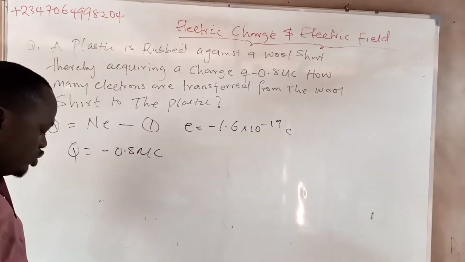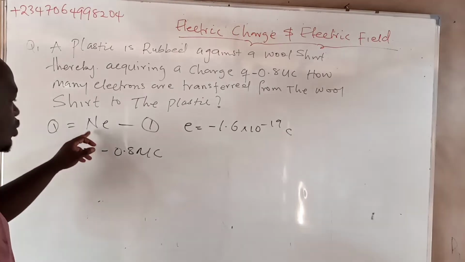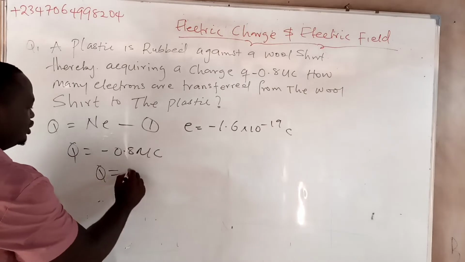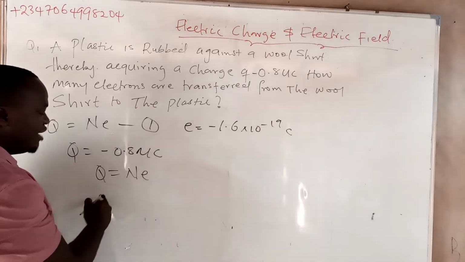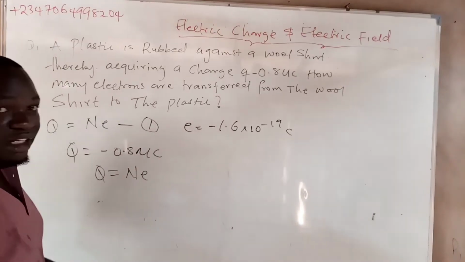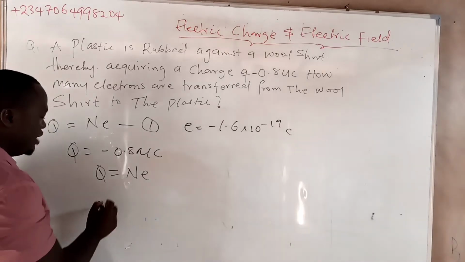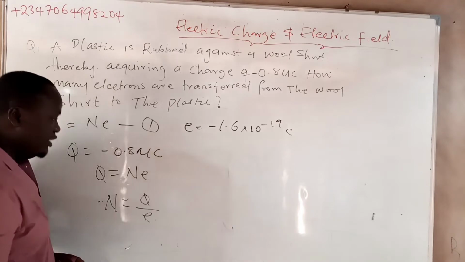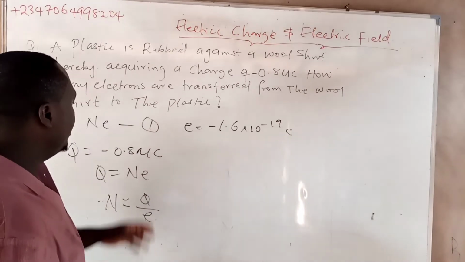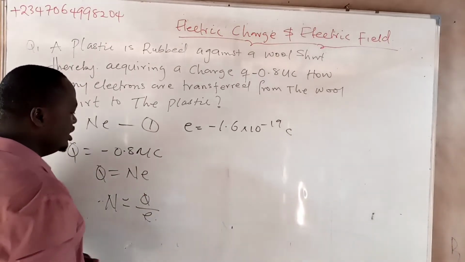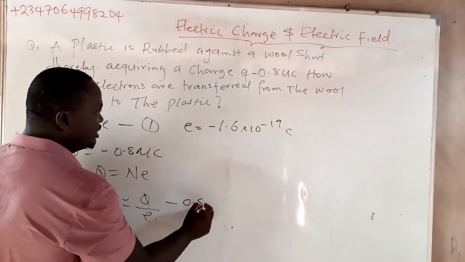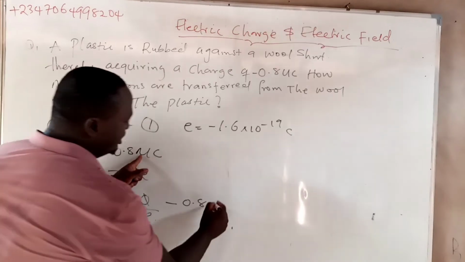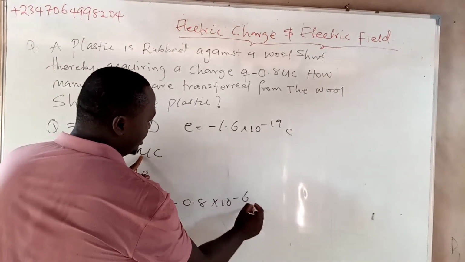Now, all they want you to calculate is the number of electrons. Remember that Q is equal to NE. So all I have to do here is make N the subject of the formula, and that will give me that N is equal to Q all over E. From the question, you already have the Q, the quantity of charge, which is minus 0.8 microcoulombs. Whenever you have microcoulombs, it is times 10 to the power of minus 6.